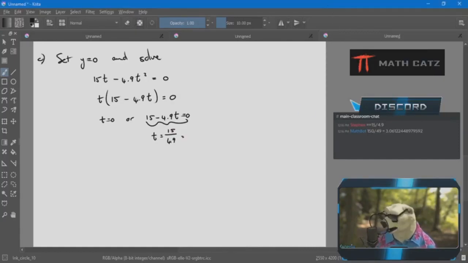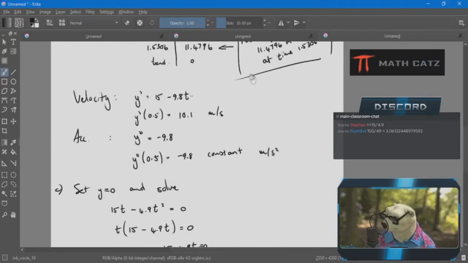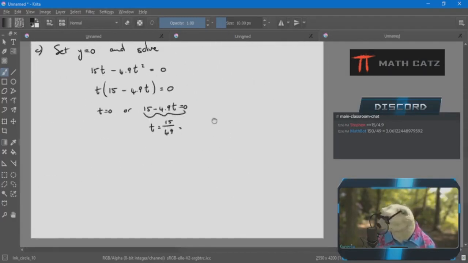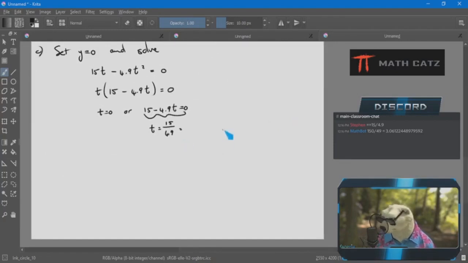I know it's going to be double the height time because I have some nice symmetry here, that the center of the parabola is exactly halfway between the two t intercepts here. But in general, I might not have that symmetry. I didn't even care to actually rely on the graph. So it's a nice extra verification, 3.0612 if I round it.